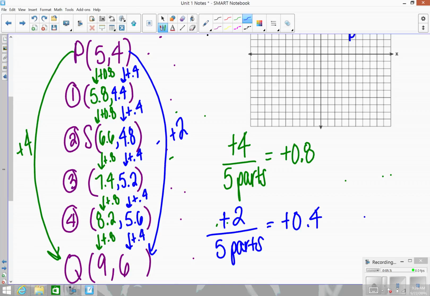Since it worked out, that tells me that I'm in good shape, and that means I need to look at the second coordinate, so that we have a 2 to 3 ratio. So my answer is that the coordinate for S is 6.6 comma 4.8.